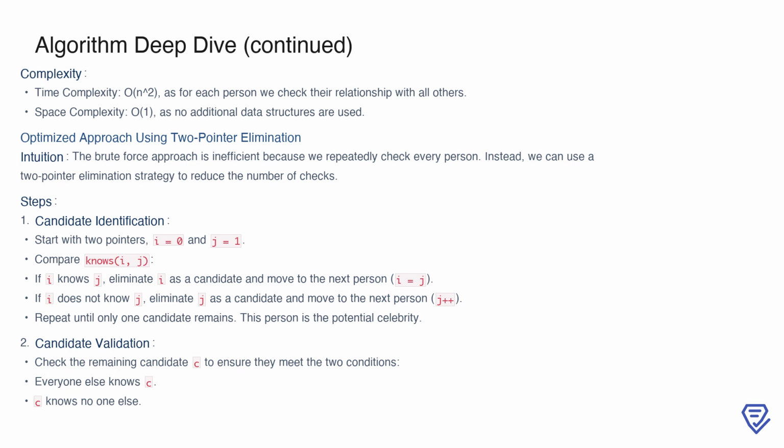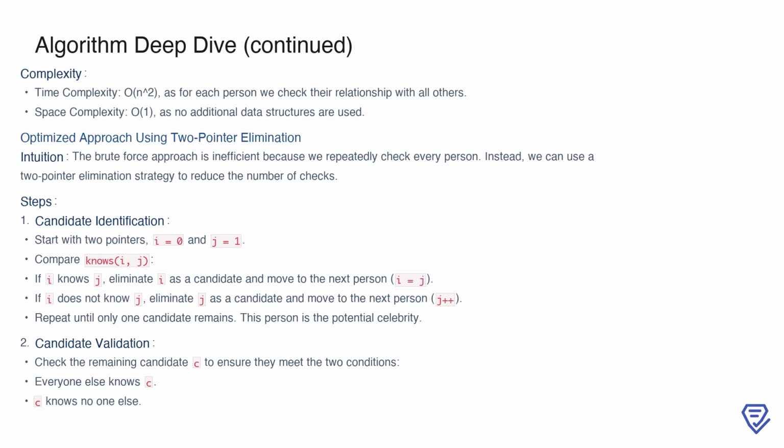We start by initializing two pointers, i and j, to represent two potential candidates. Using the knows function, we compare whether i knows j. If i knows j, i is eliminated as a candidate since a celebrity would not know anyone. On the other hand, if i does not know j, then j is eliminated because a celebrity must be known by everyone else. We repeat this process until only one candidate remains. This person is our potential celebrity.